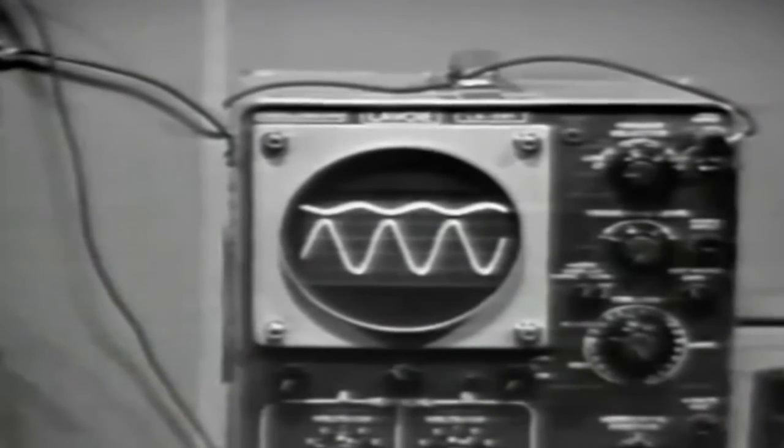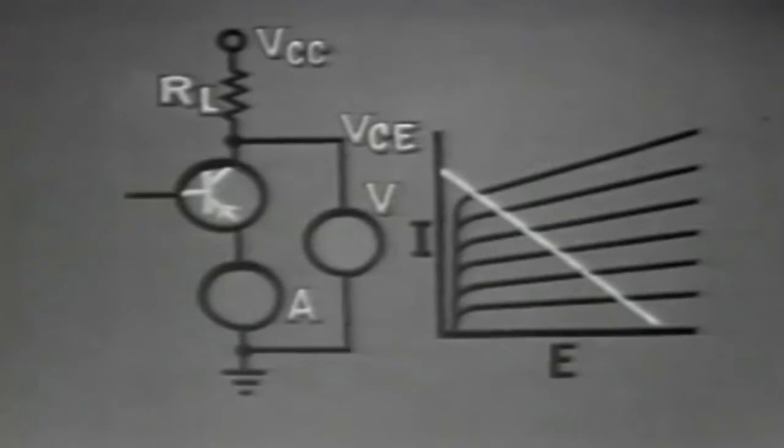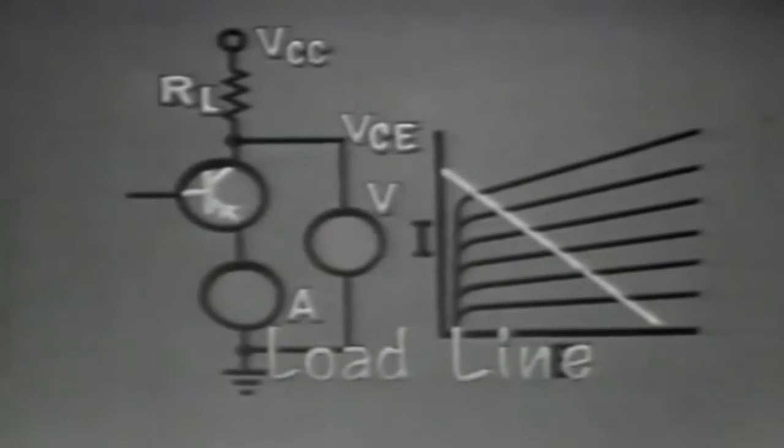To summarize, we have gain in this amplifier because a small input current change causes a large output change. But to see where this amplification occurred, we need a graph of characteristic curves for this circuit configuration on which to construct a load line.